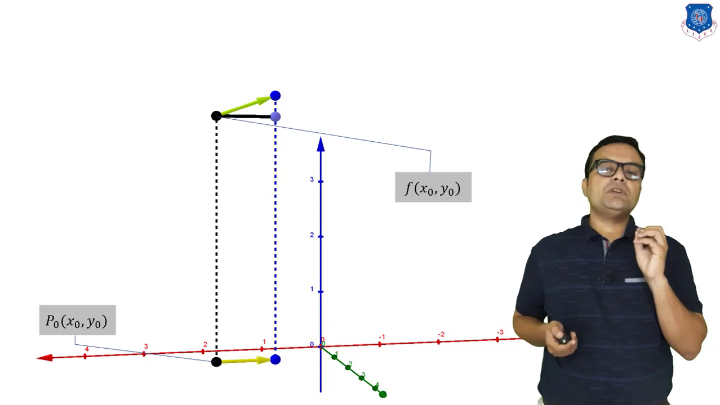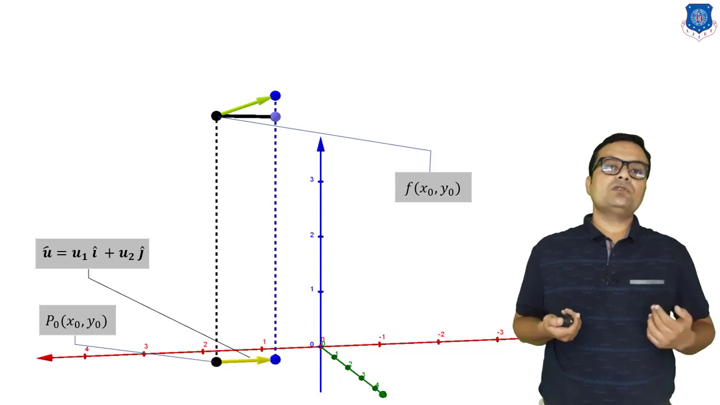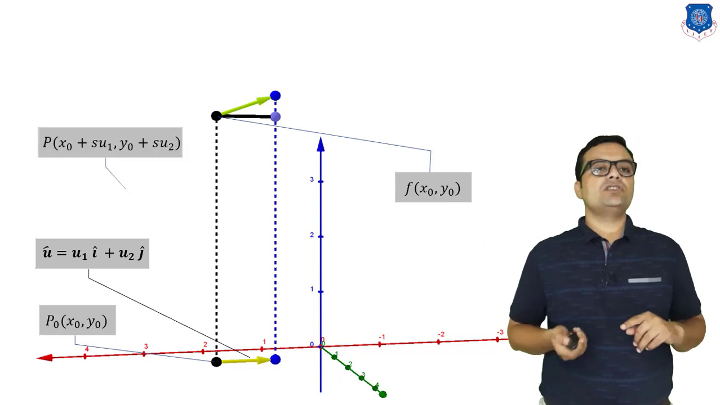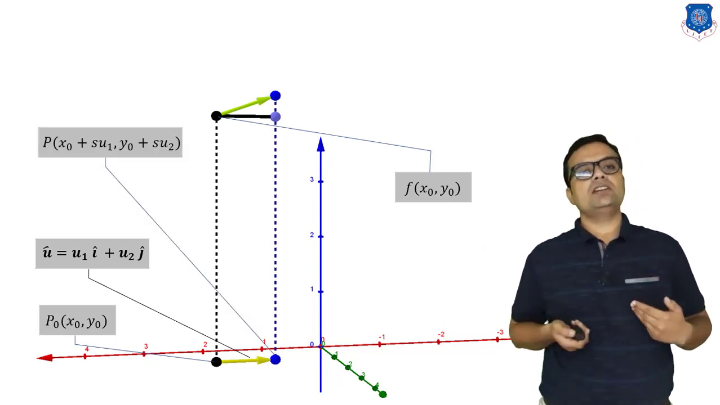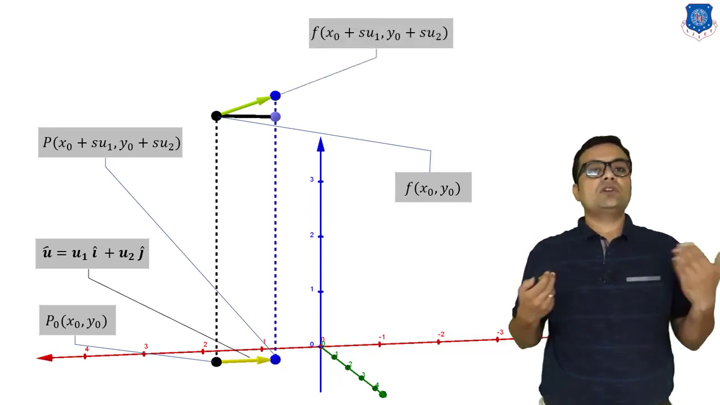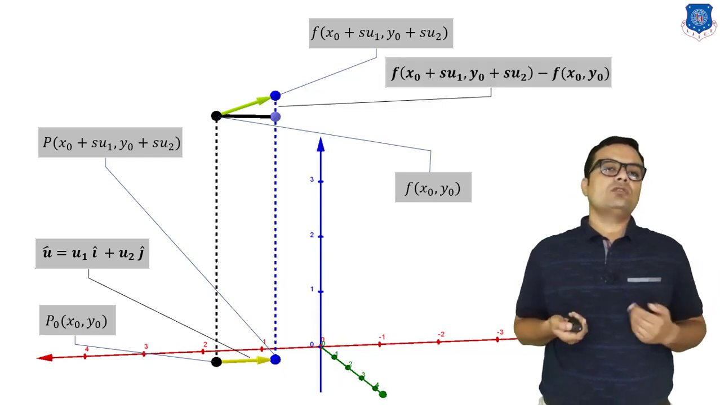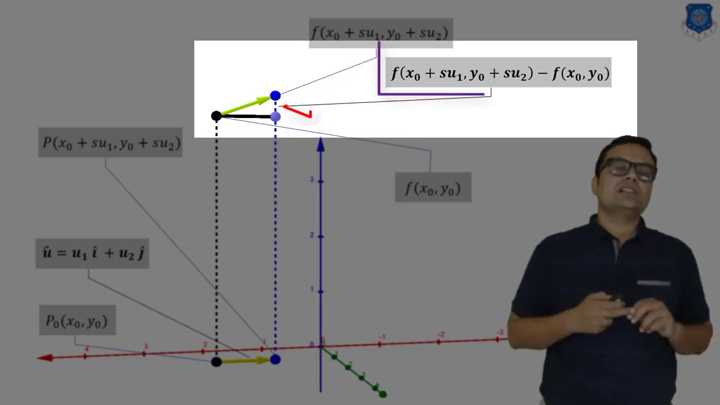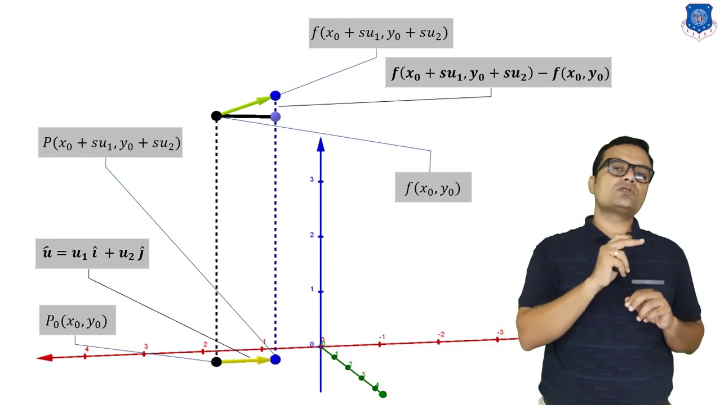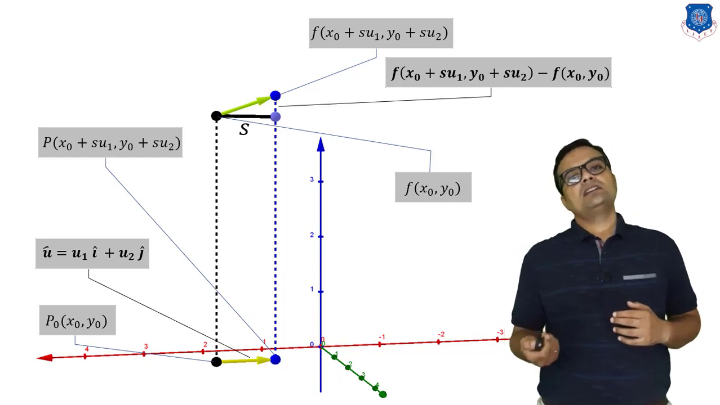So if I fix point P with coordinates x0, y0 in the domain, if I select its image by f of x0, y0, and if I take a displacement or movement in this direction u cap, then the resulting point is P(x0 plus s u1, y0 plus s u2), and correspondingly the point is f of x0 plus s u1, y0 plus s u2, and then our focus will be on this difference. If we make this difference go to 0, my blue point will come very much closer to the point denoted by the black point. This is how we are defining directional derivative.